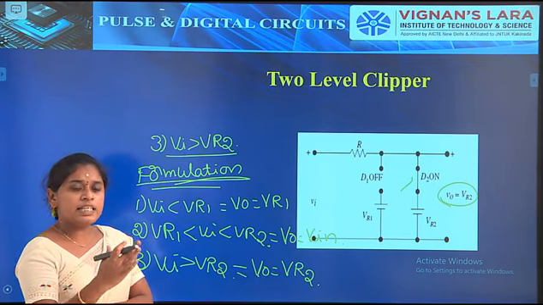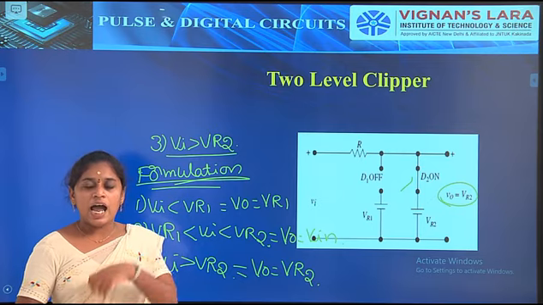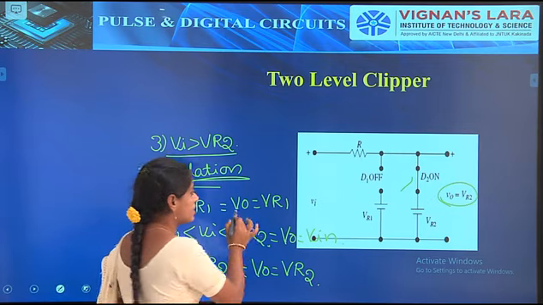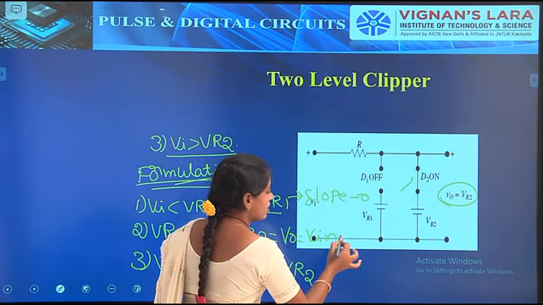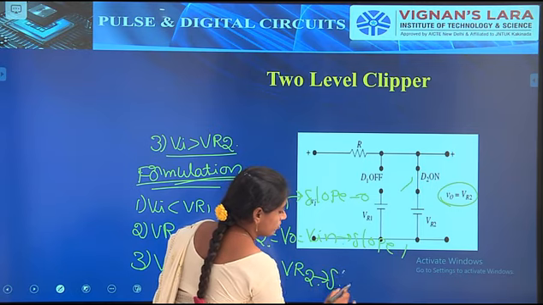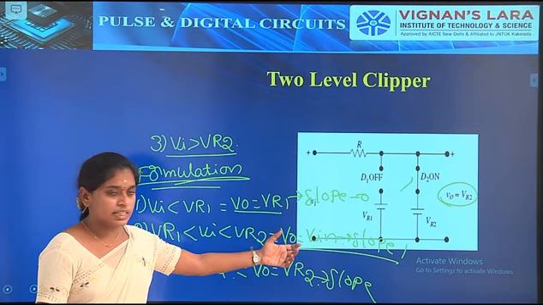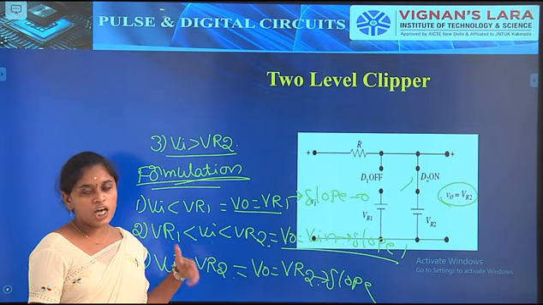So when the input signal reaches the output side, only in this time will the slope be 1, and the remaining time the slope will be 0. So from this we have to say that here the slope will be 0, here the slope will be 1 and here the slope will be 0. Why? Because only in this particular condition do we get the input signal at the output side. In the remaining condition the output will be VR1 or VR2.